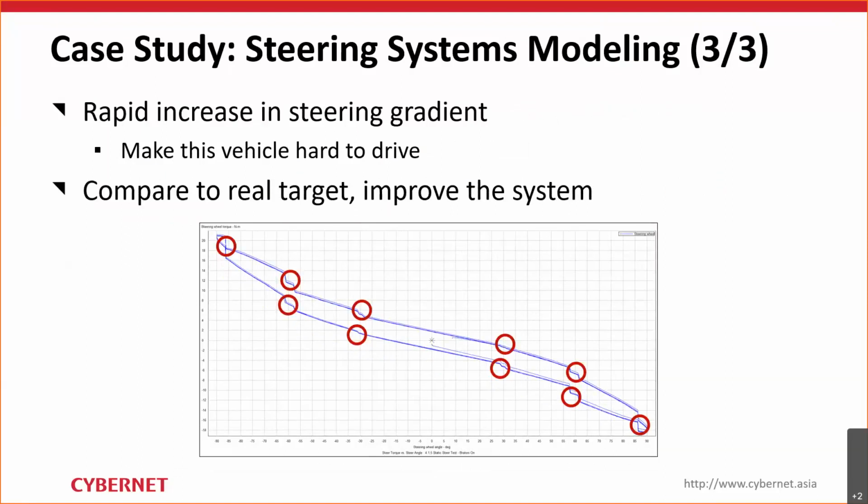As you can see, we have lots of rapid increasing or decreasing in steering gradient. This makes the vehicle hard to drive. For customers who are starting autonomous vehicles, this helps them find the problem. They knew that the steering system is very hard to control for their controller, but they never found that the problem is from the bad steering system. We help users compare to the real target, find this problem, improve and solve it, and help them reduce the time in the end.